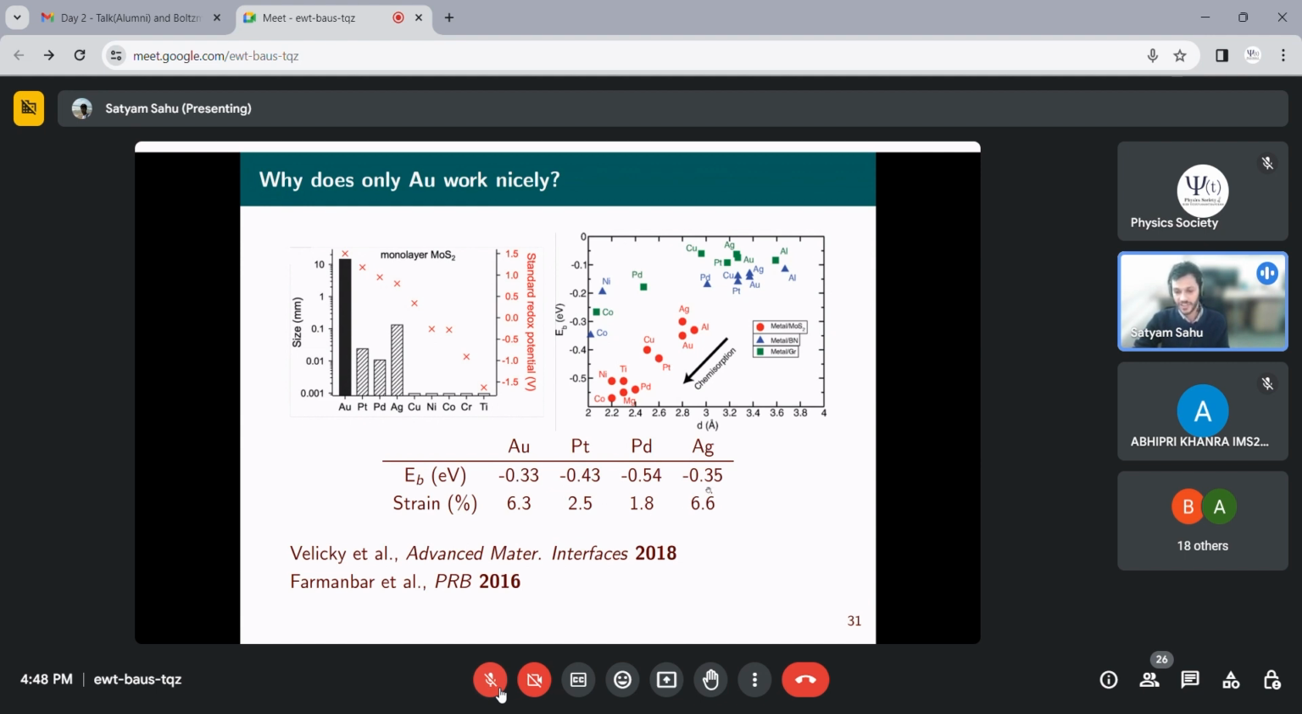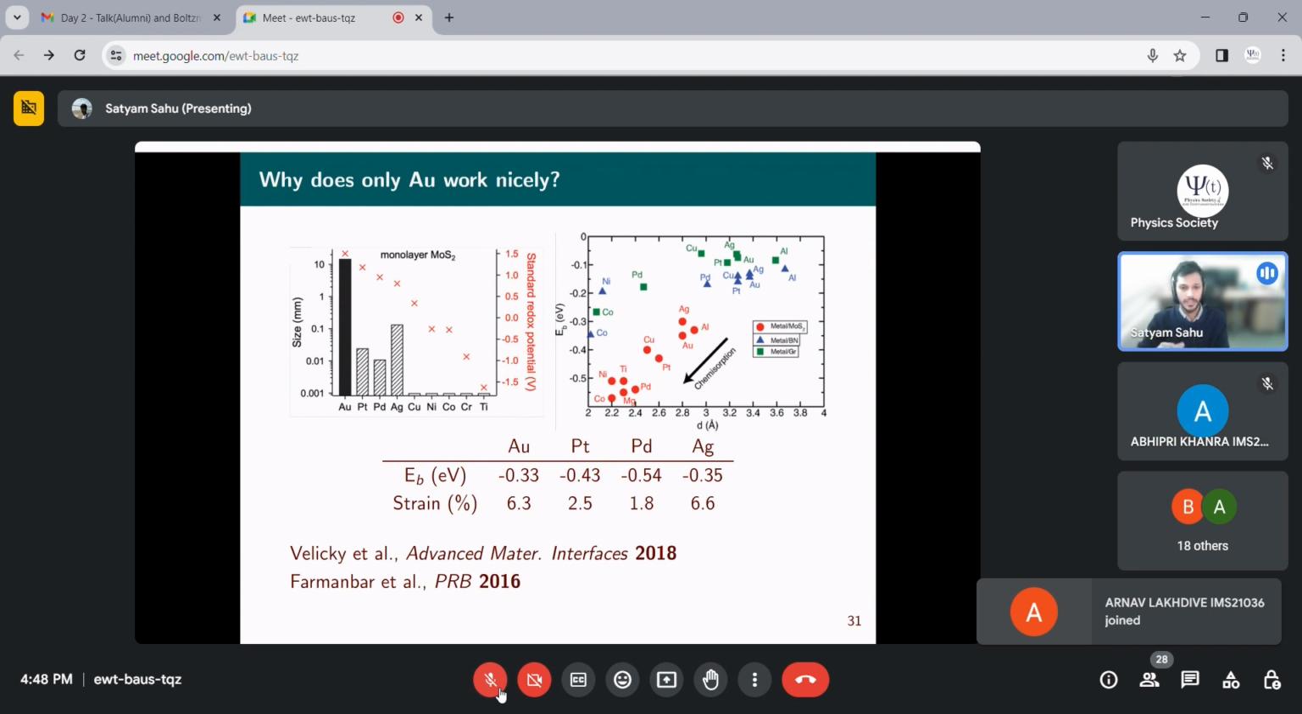Also, the binding energies are an important parameter, because the binding energy suggests the interaction between the metals and the material system. So if you have smaller values of binding energies, there is some particular combination of these two parameters which decides why gold works better and not the other metals.